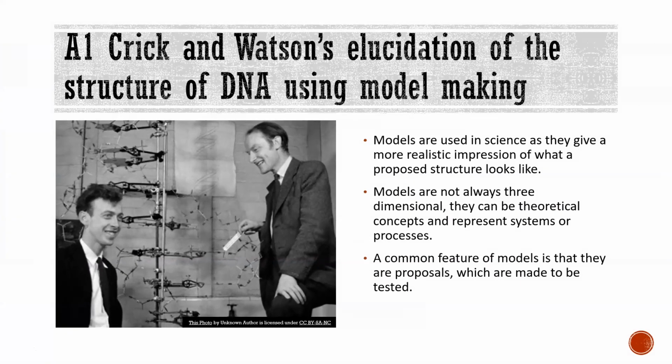Okay, so your application 1, Crick and Watson's elucidation of the structure of DNA using model making. So you see there, in the picture, Crick and Watson's initial ideas around what DNA looked like, and they managed to put together the double helix model. Models are used in science as they give a more realistic impression of what a proposed structure is like. So it's really important to be able to visualize things in 3D, and we looked at that in one of the previous videos where you were looking at the computer generated images in 3D.